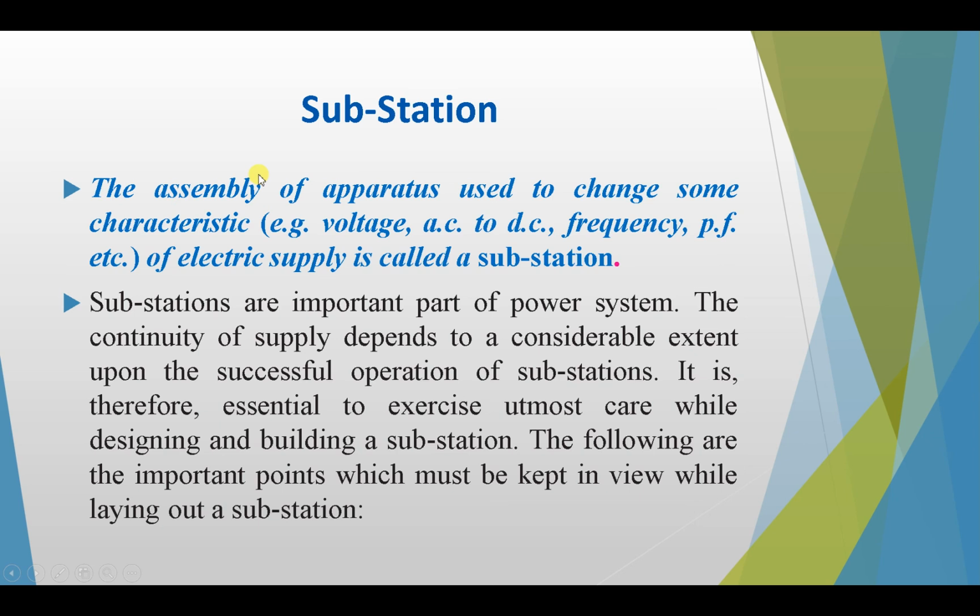The assembly of apparatus used to change some characteristic, that is the voltage, AC to DC conversion, frequency conversion, power factor correction, etc. of the electric supply is called a substation. We use some kind of apparatus, some arrangement of these apparatus, and then we change some parameters of the power system supply, that is, it may be a voltage, a frequency, power factor corrections. So this is called a substation.